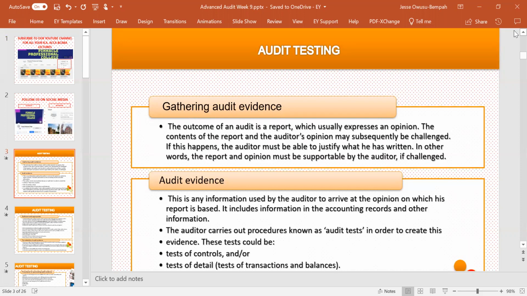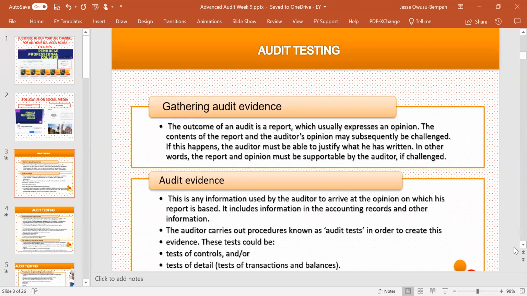The opinion must be backed by some evidence, otherwise, how do you reach your conclusions as an auditor? You cannot reach your conclusions just by a blanket statement saying that this is a qualified or unqualified opinion. There has to be evidence. That's very, very important. That's where evidence comes in, and the gathering of evidence relates to audit testing.